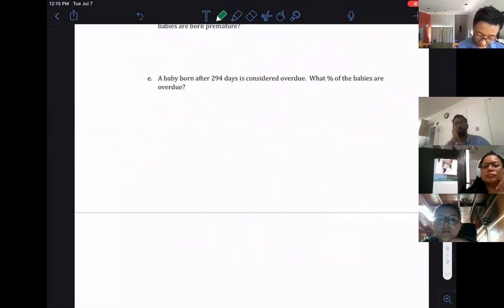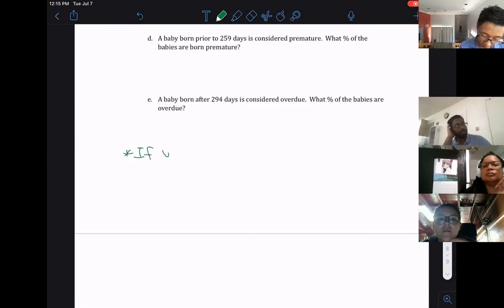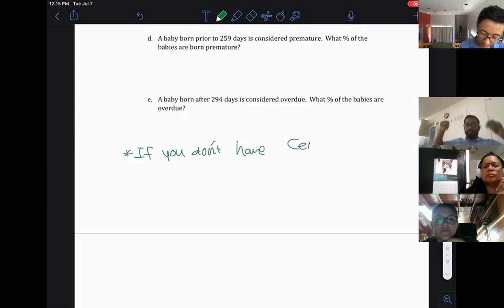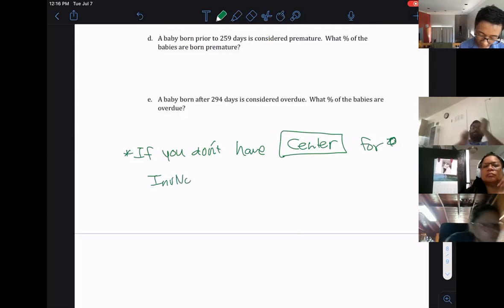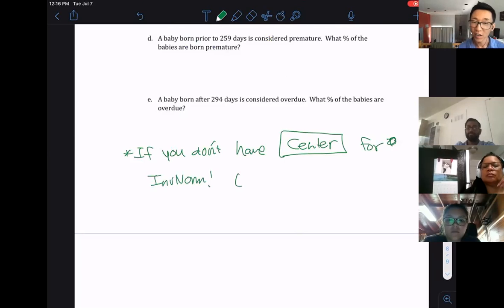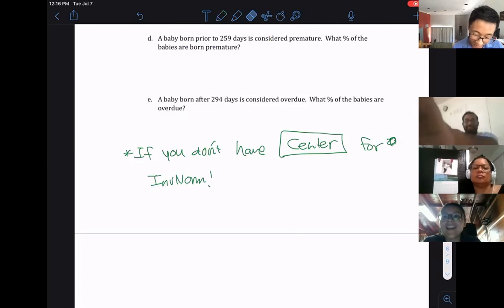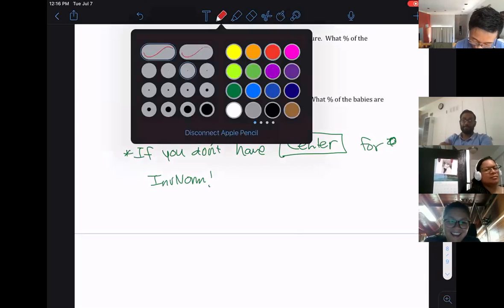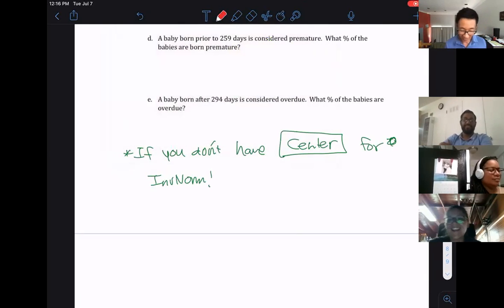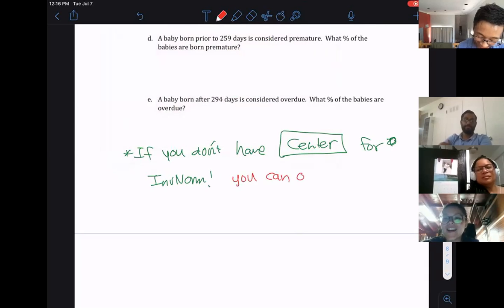I'm going to make a note here. If you don't have the center option for inv norm on the TI-84, that means you got the ghetto one. I'm just kidding. That means you have the older version. That means you didn't go to downtown LA to buy your calculator. Just kidding.